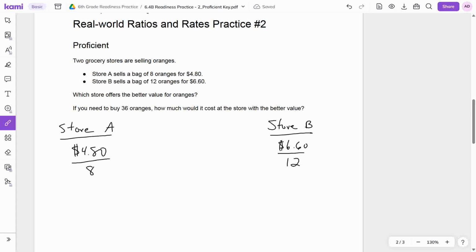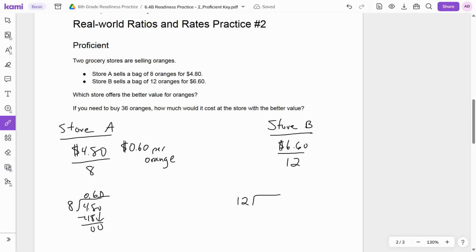So let's divide up. 8 goes into 480. It's going to be 0.6. And an extra 0 gets me 60. Okay, so it's 60 cents per orange. All right, let's do the same thing for store B.